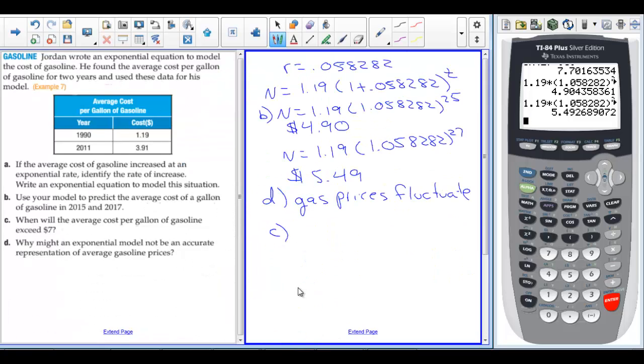So letter C, when will the average cost per gallon of gasoline exceed $7? So you have 7 equals 1.19 times 1.058282 to the t. And this one wouldn't be a bad one to do using natural log. So we divide by 1.19. Take the natural log of both sides, or any log you want. It could be base 10, it could be log, that's fine. Then you can bring that t out of the power.